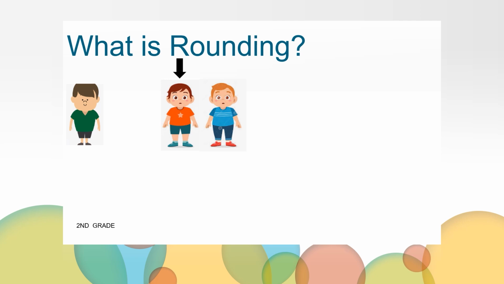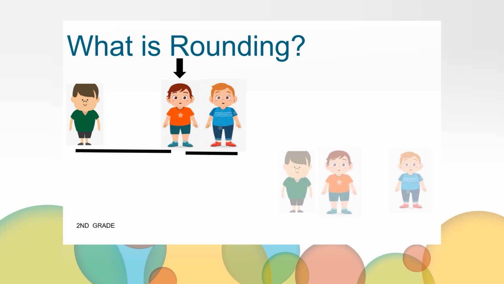The boy in the orange shirt is standing closer to the boy in the blue shirt. We know this because there's not a lot of space or distance between the boy in the orange shirt and the boy in the blue shirt. The boy in the orange shirt is farther away from the boy in the green shirt. There's a lot of distance between the boy in the orange shirt and the boy in the green shirt.